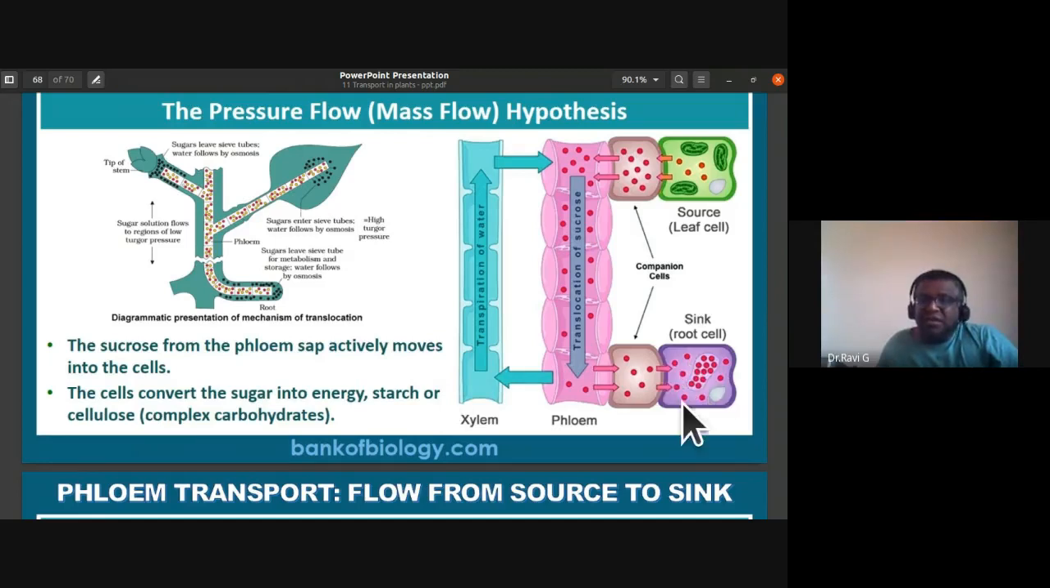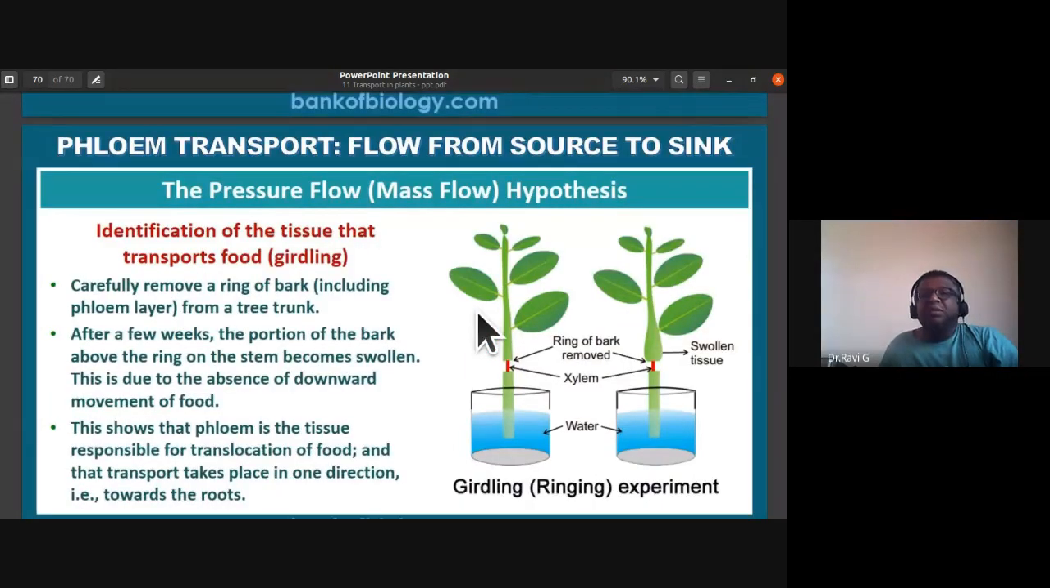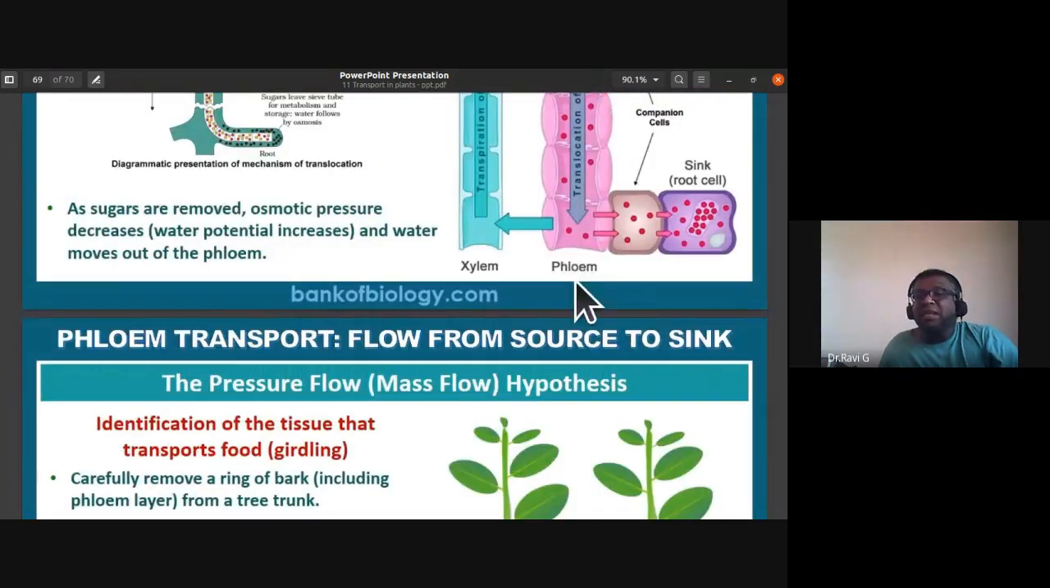The cells in the sink region convert the sucrose into energy, starch, or cellulose, a complex carbohydrate. As sugars are removed, the osmotic pressure decreases and the water potential increases. So water potential is more, and water moves out of the phloem into the xylem. This is how the flow of food takes place by the interaction of xylem and phloem. So that is the translocation of food, or phloem transport.